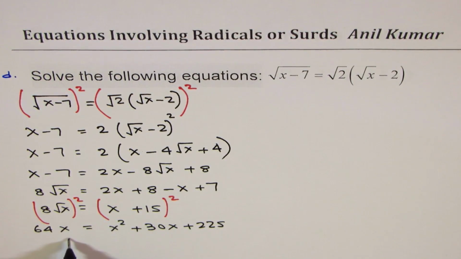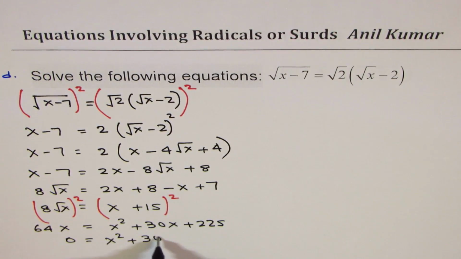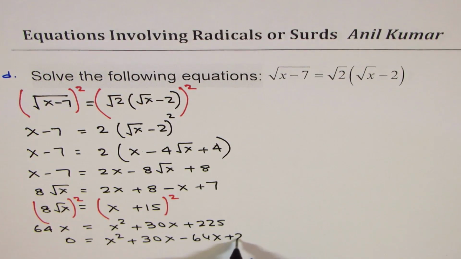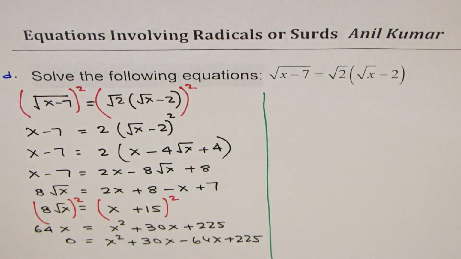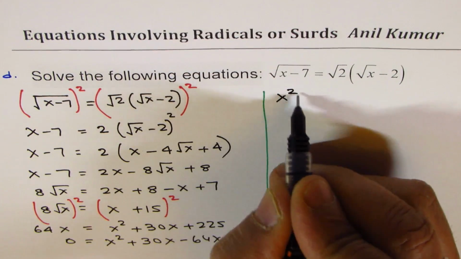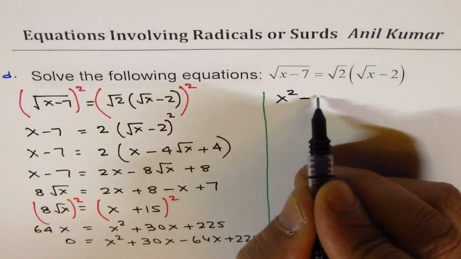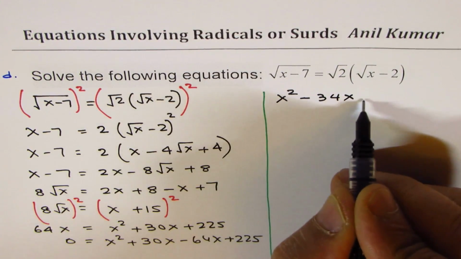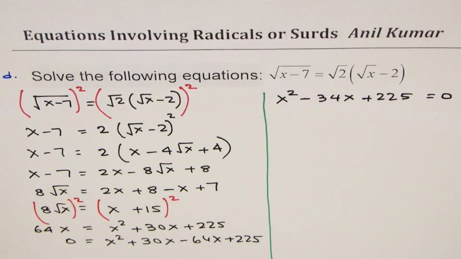You can isolate, taking all the terms together, we get 0 equals x squared plus 30x minus 64x plus 225, correct? Now that becomes a quadratic equation which you can solve, correct? So let me rewrite this here. We get x squared, 30 minus 64 is minus 34x, plus 225 is equal to 0.